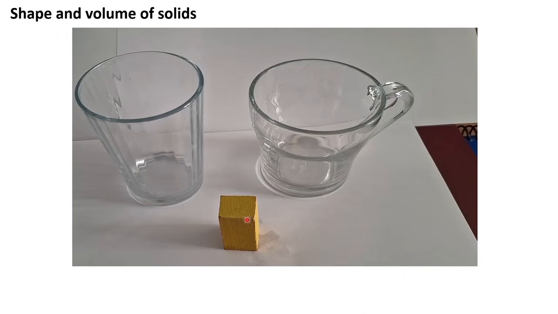Does the shape or volume of the piece of wood change when it is transferred between different containers? When it is put in the first container, its shape and volume stay the same. Then it is moved to another container and taken out, and nothing changes. So if a solid is transferred between different containers, its shape and volume will not change. This means that solids have a definite shape and volume.